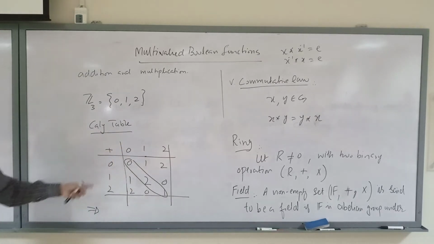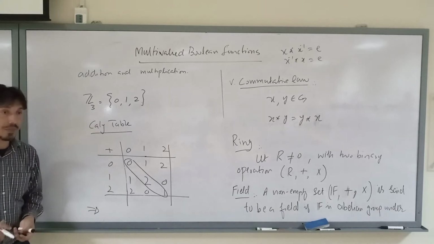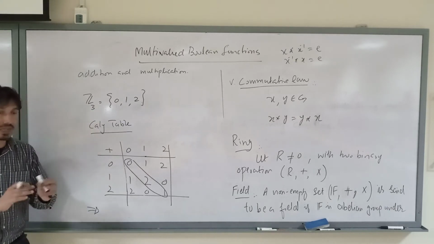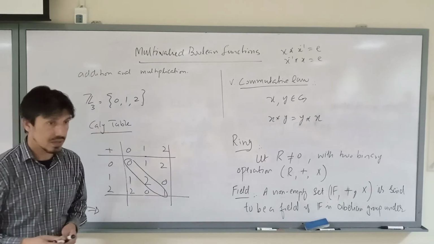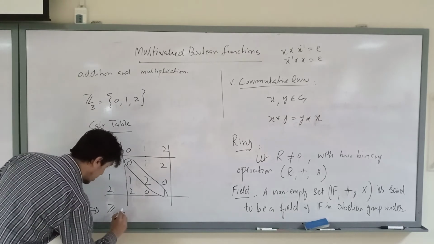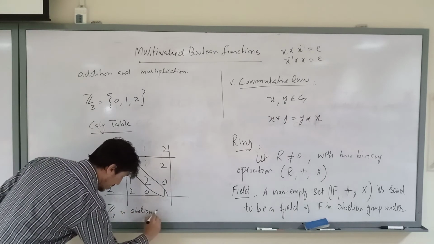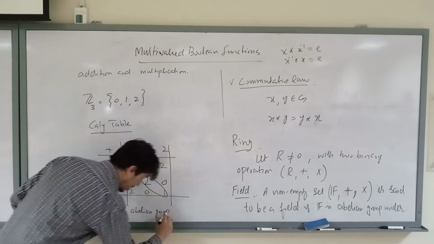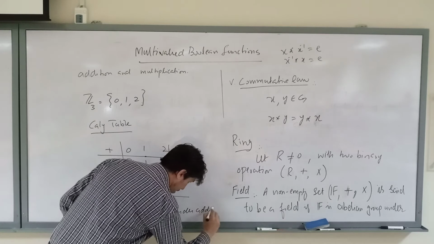So in that case we can say this Z3 is abelian, that satisfies the property of commutativity. So we can say Z3 is an abelian group under addition.